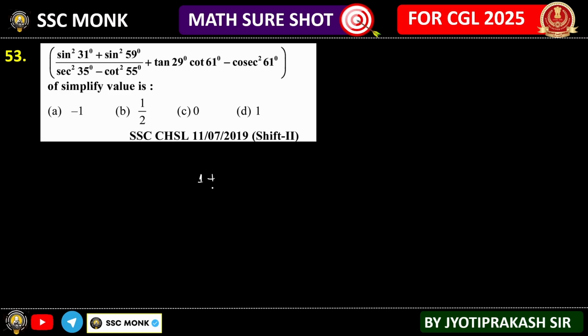So this can be written as 1 plus cot 61, which can be written as tan 29. So tan 29 can be written as cot 61. So this can be written as cot square 61 minus cosec square 61. We know cosec square 61 minus cot square 61 is equal to 1. So 1 minus 1 is equal to 0.